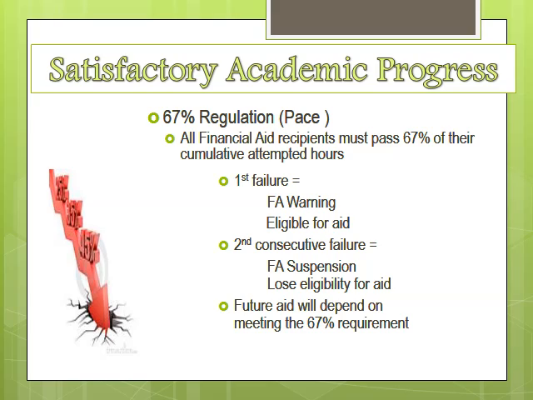The 67% regulation requires all students to pass 67% of their cumulative attempted hours. The first failure would place individuals on financial aid warning, and they continue to be eligible for financial aid. However, the second consecutive failure, the student would be placed on financial aid suspension and lose eligibility for aid. Future aid would depend on the student meeting the 67% requirement.